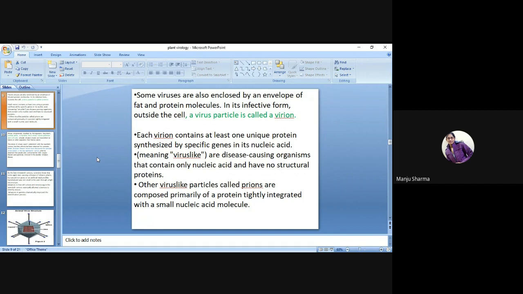Some viruses are also enclosed by an envelope of fat and protein molecules in their infective form. Outside the cell, a virus particle is called a virion.